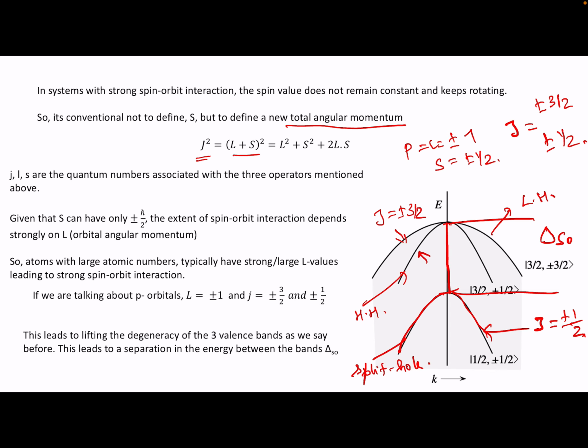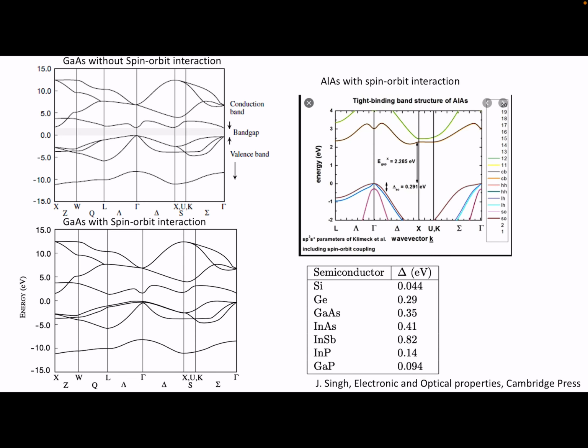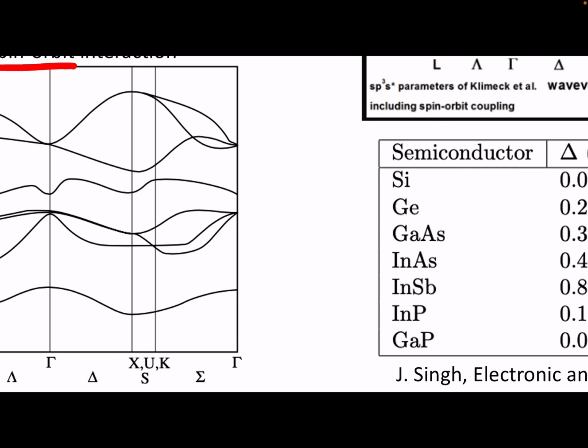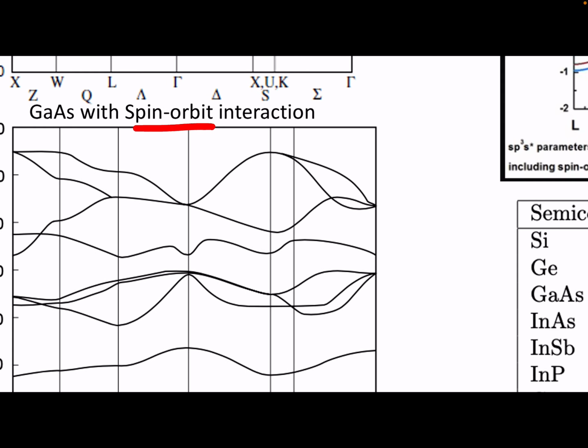So this is the tight binding band structure for gallium arsenide. When we ignore spin orbit interaction, you have all the three px, py and pz being degenerate at the gamma point. Whereas if you include spin orbit interaction in gallium arsenide, you can see here that you have a small spin orbit splitting, right? And you have the light hole and the heavy hole here, and you have the spin split band.